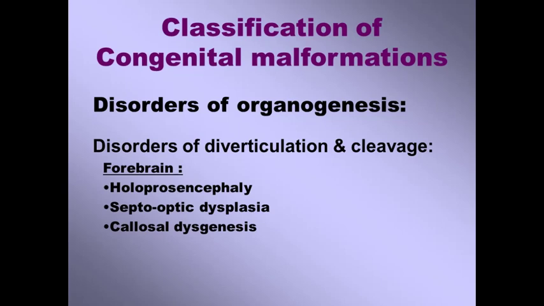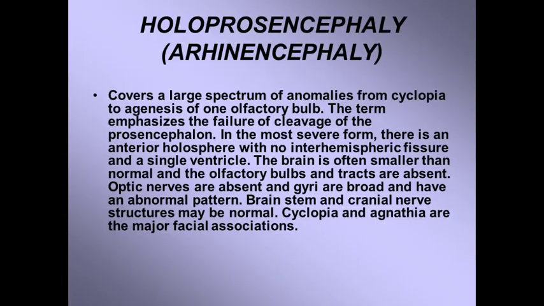Disorders of organogenesis: disorders of diverticulation and cleavage. In the forebrain: holoprosencephaly, septo-optic dysplasia, callosal agenesis. Holoprosencephaly, or arhinencephaly, covers a large spectrum of anomalies from cyclopia to agenesis of one olfactory bulb. The term aims at the failure of cleavage of the prosencephalon. In the most severe form, there is an anterior holosphere, no interhemispheric fissure, with a single ventricle. The brain is often smaller than normal, and the olfactory bulb and tract are absent.